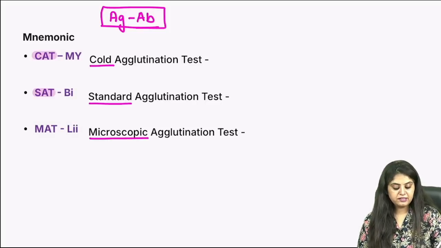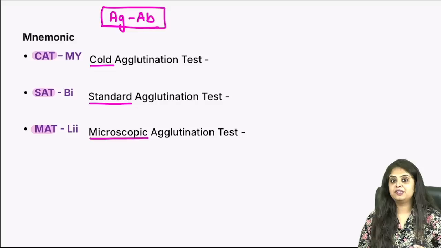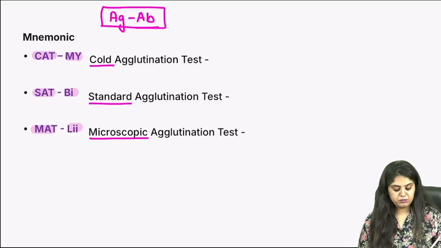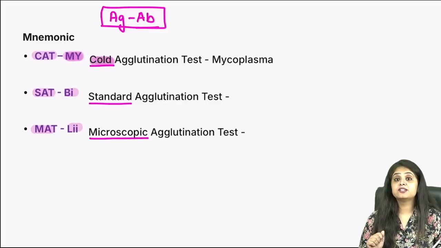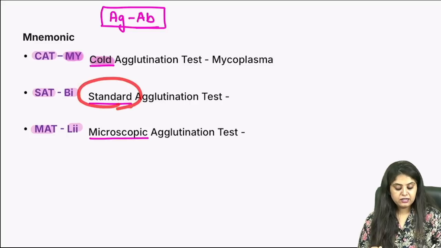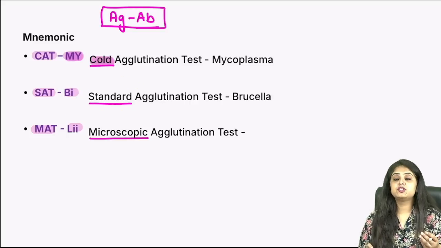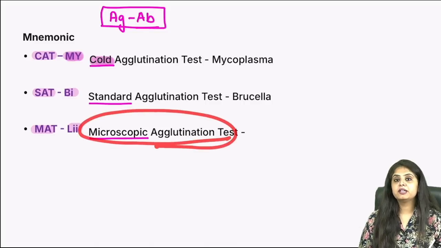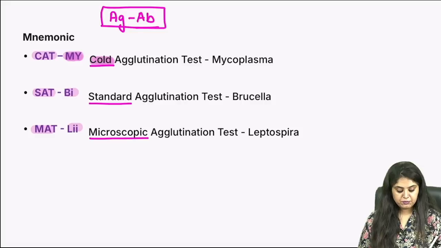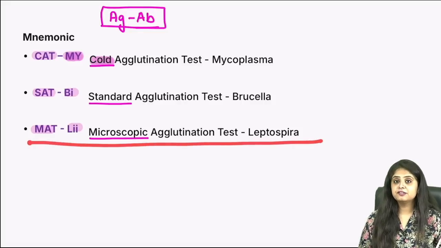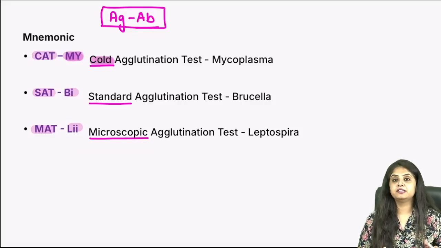So this is cold, standard, and microscopic, and cat is known as Billy, so we go for my Billy, which means that cold agglutination test is going to be done for mycoplasma, the one that shows fried egg colonies. Standard agglutination test is done for brucella, which is a zoonotic disease. It comes from animals and animal milk. And lastly, the INI-SET question, that is microscopic agglutination test, is done for leptospira. Leptospirosis was asked recently in INI-SET, so that's why I'm revising this for you.